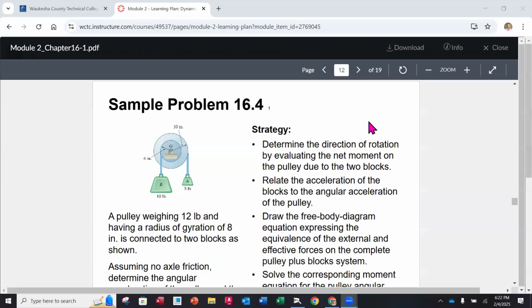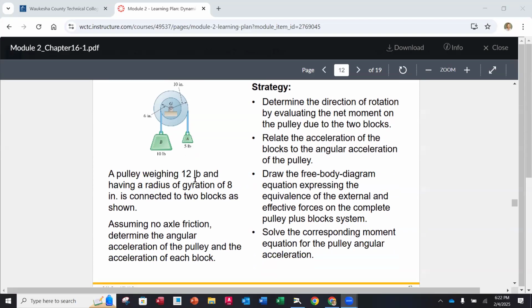Okay, so the next problem we're going to look at is going to be sample problem 16.4. Here we have a pulley, and that's what you see here. It weighs a total of 12 pounds, and it has a radius of gyration of 8 inches. Okay, radius of gyration.